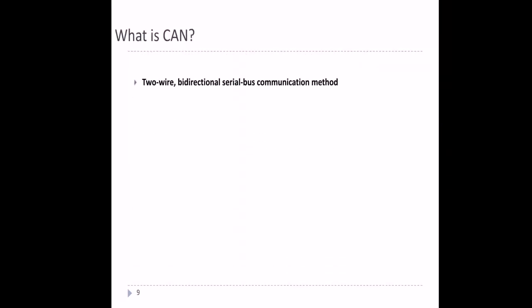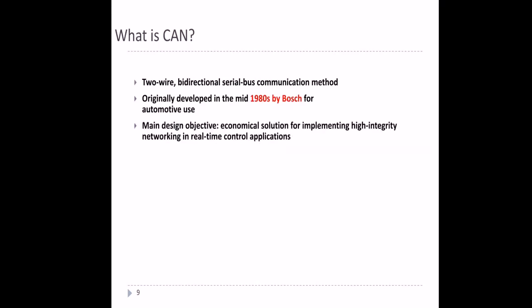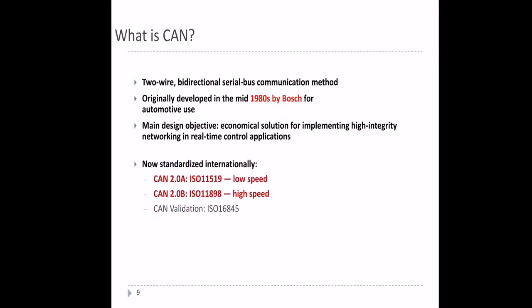Again, what is CAN? It's a two-wire bidirectional serial bus communication method, originally developed in the mid 1980s by Bosch for automotive use. The main design objective is an economical solution, which is one of its major significances, for implementing high integrity networking and real-time control applications.